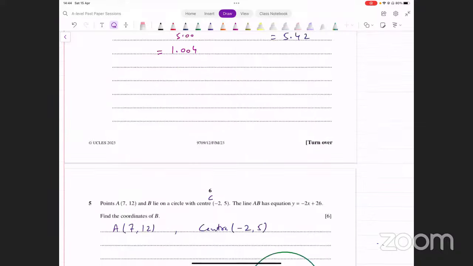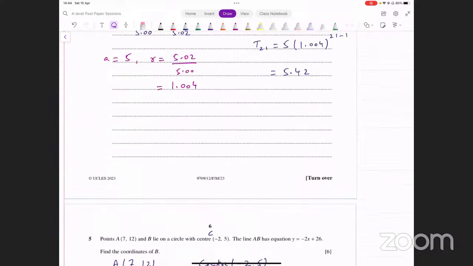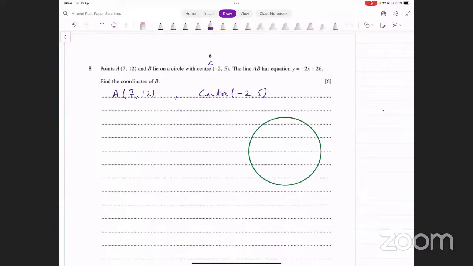You have the center of the circle. The center has coordinates -2 and 5. Now, where is point A going to be? The point A has x coordinate 7, so it's going to be towards the right of this, and y coordinate 12, so it's going to be above this point as well. So maybe somewhere around here. Let's say this is the point A, and it has coordinates 7 and 12.